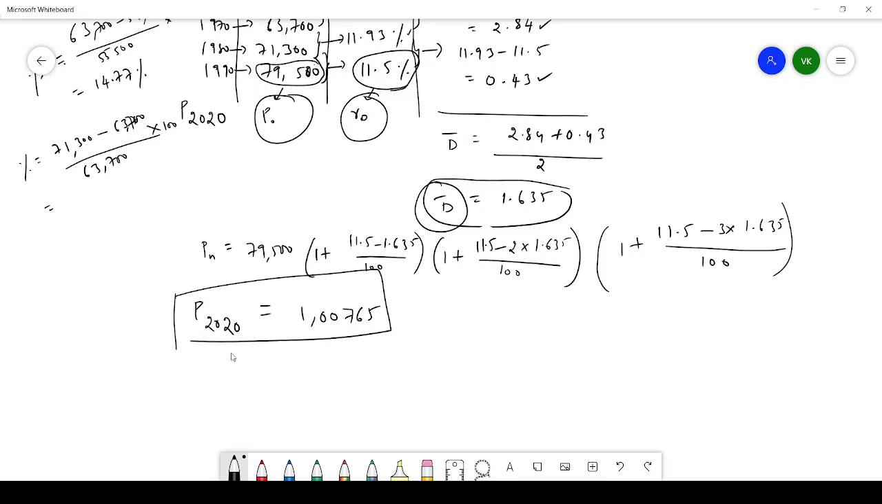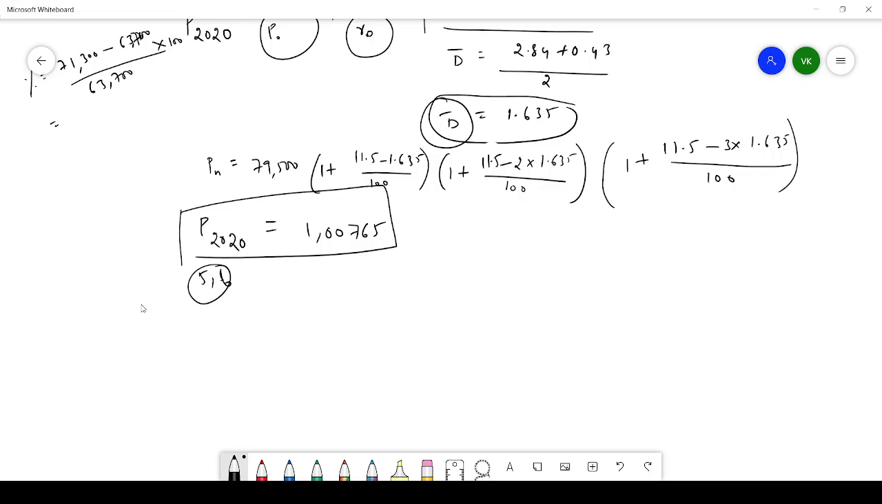Okay, and about the fifth method and sixth method, you don't need to bother about them. They are the theoretical ones: graphical, simple graphical and comparative graphical methods.